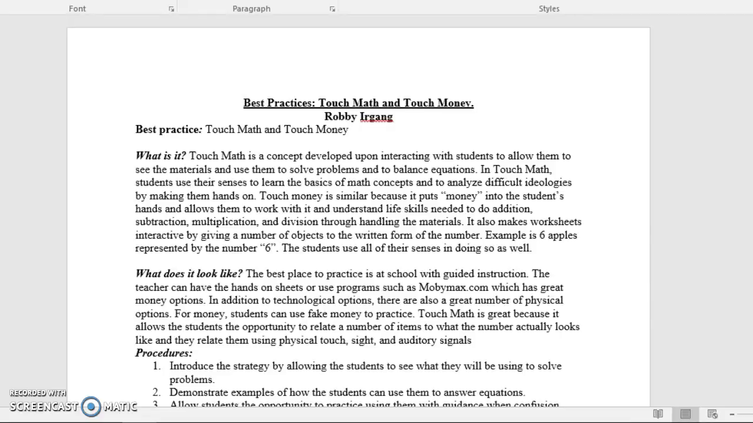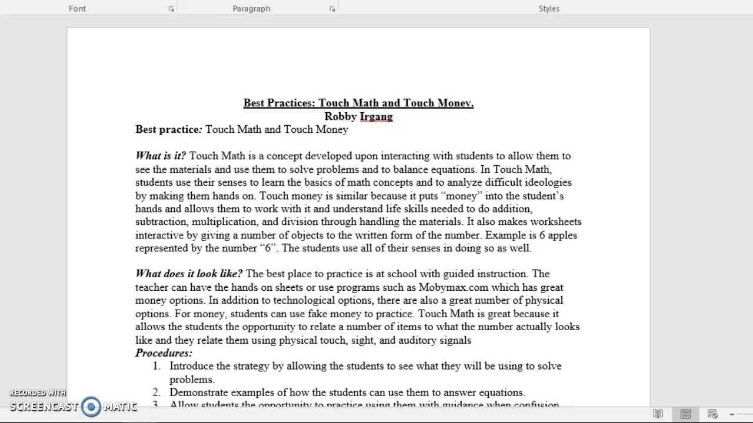Hello, this is Robbie Ergang, and we're going to be looking over Touch Math and Touch Money. Now, this kind of seems a little weird or a little silly because it's a virtual presentation and we're not actually touching the math or touching the money. But it's actually a concept that is really interactive and can help students of all abilities learn.